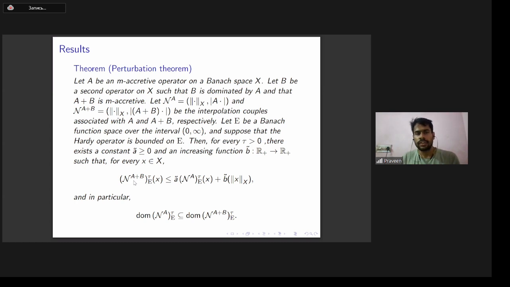So the result we have is that the interpolation set of the interpolation couple associated with the operator A is contained in the interpolation set of the interpolation couple associated with the operator A plus B. And if we take our operator B to be a single valued function, then these two interpolation sets coincide, that is, their effective domains are equal.